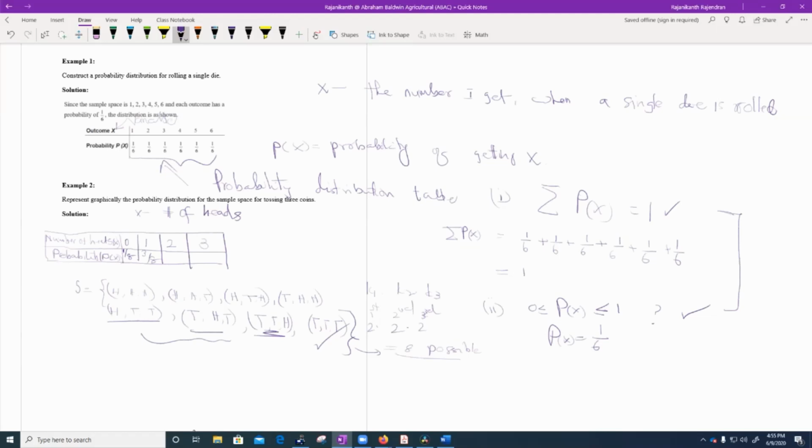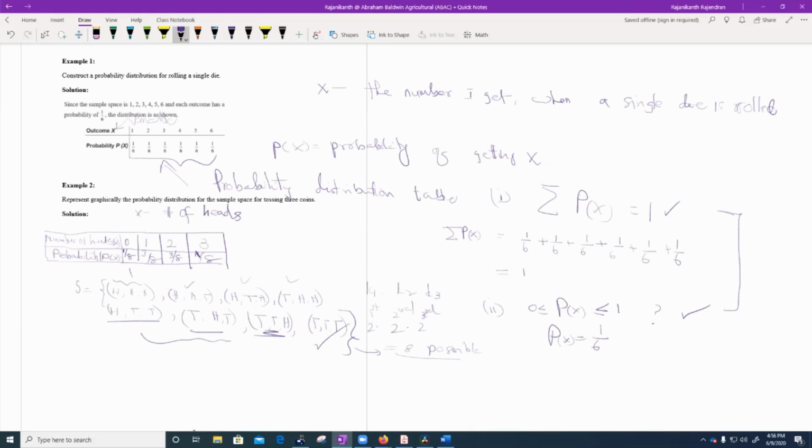2 heads now, I'm looking for 2 H. So I will have 2 H here, here, and here. Again, 3 out of 8. And you should have all 3 heads. Yes, all 3 heads, only 1. So it is 1 over 8. Like that, you have to complete.